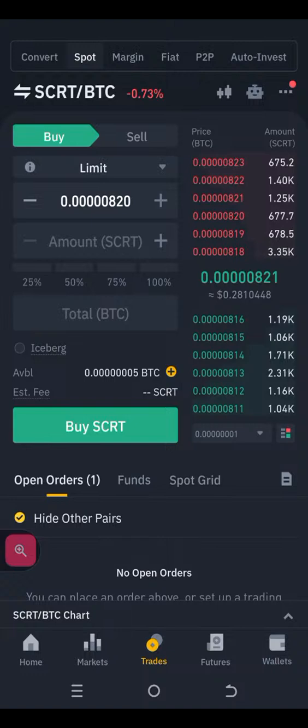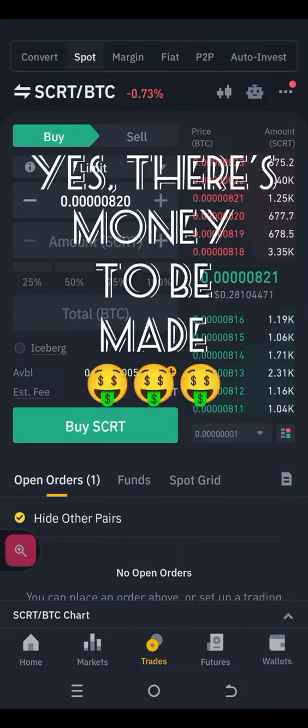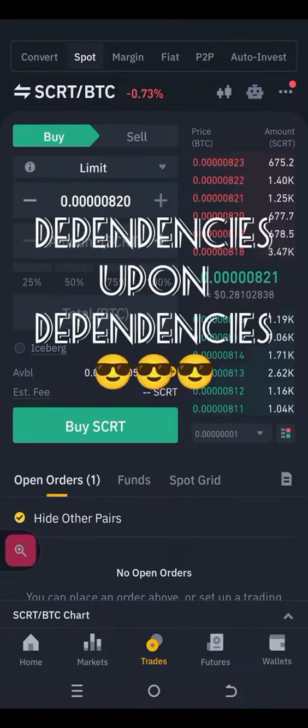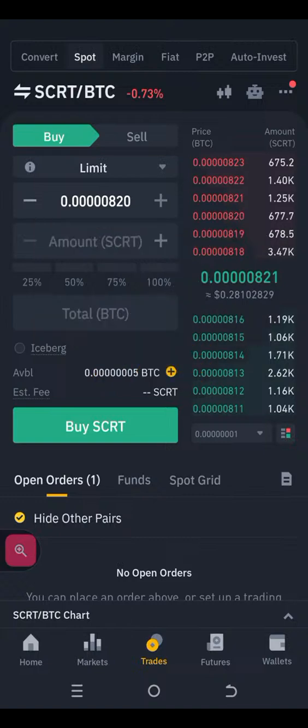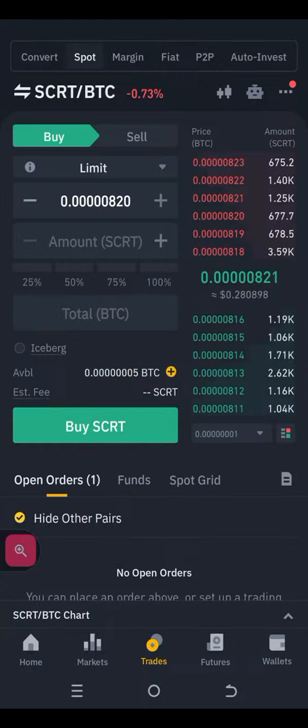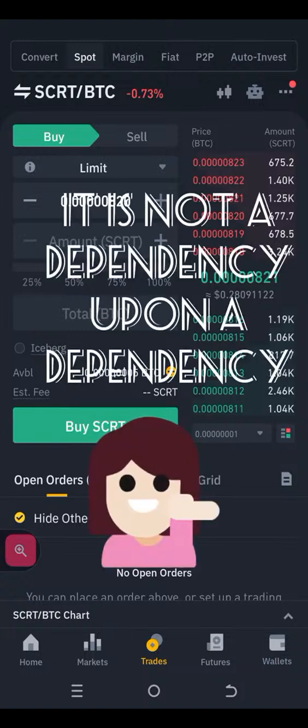Okay, now, is there money to be made? Yes, there's money to be made. But what is stopping us from making this money are the dependencies upon dependencies. Okay, so let's go to my all-time favorite, spot trade. Spot trading is my favorite so far, and as you can see, I do a lot of spot trading recently, and I'm sure you can see that from the volume of the videos I've been doing, because it is not a dependency upon a dependency.